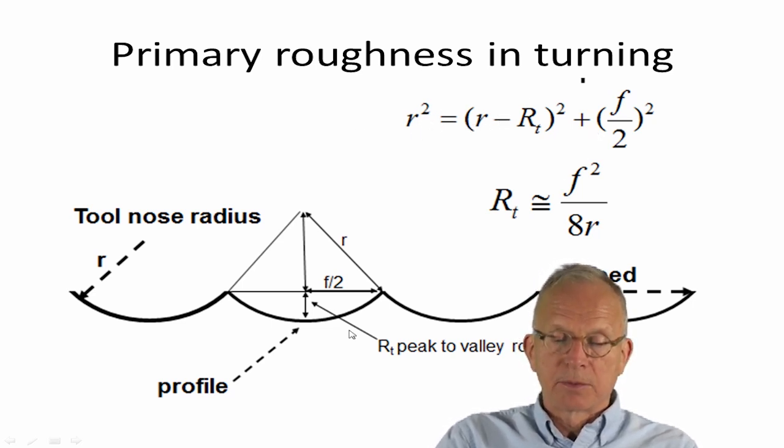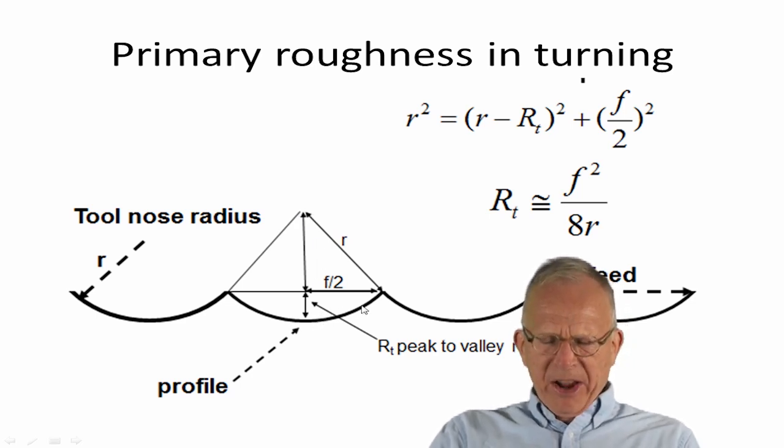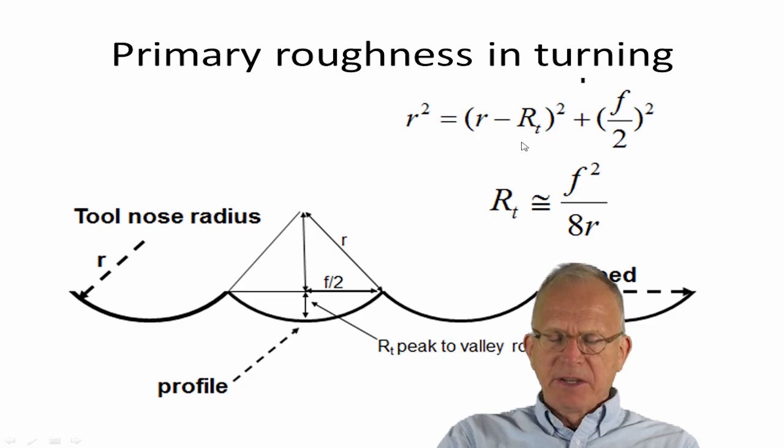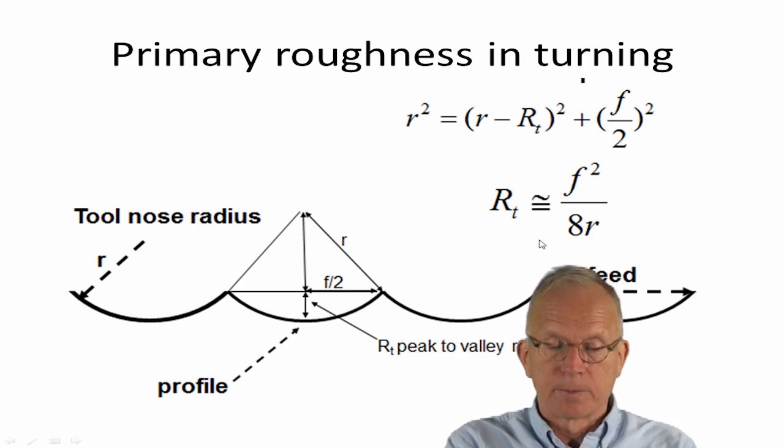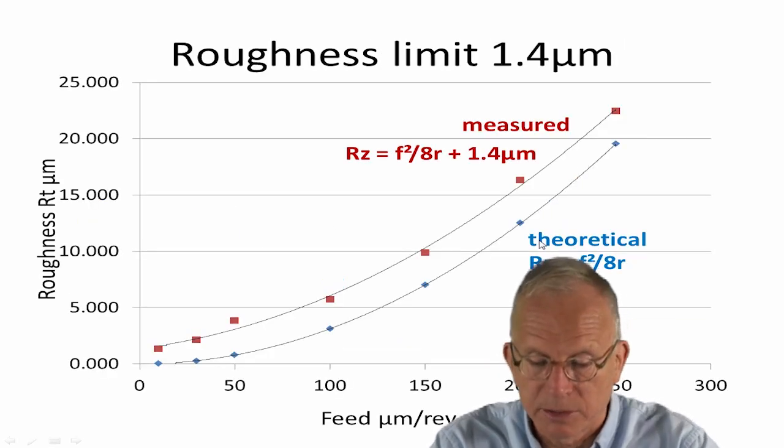And it's just using the Pythagorean theorem on a triangle like this one, where R is the hypotenuse, F over 2 is one of the legs, and the other one is going to be the tool nose radius minus the peak to valley roughness, the RT. So anyway, you can see how that goes, and then you can make an approximation throwing away some higher order terms, and you come up with this classic relationship that's in most of the manufacturing textbooks.